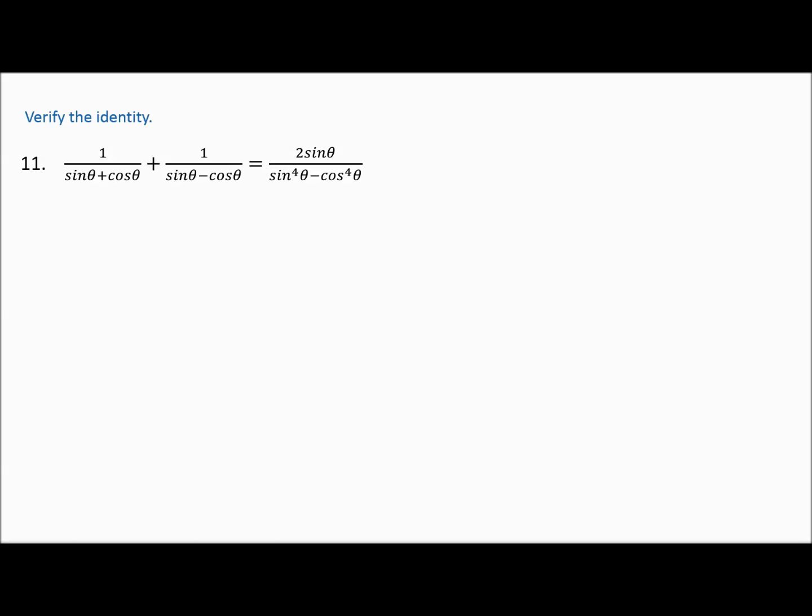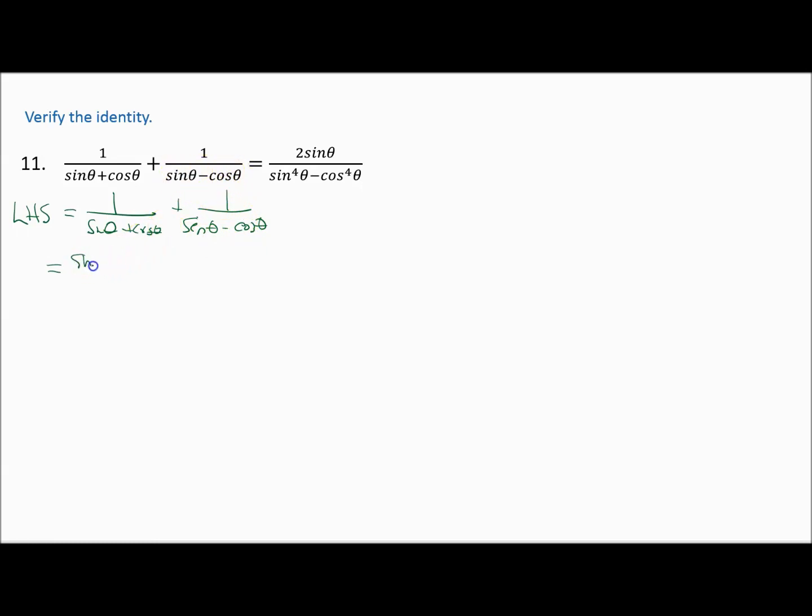Right, so here's another identity to verify. Notice we have 2 separate fractions: 1 over sine of theta plus cosine of theta added to 1 over sine of theta minus cosine of theta. We've got to be able to combine these together to get the right-hand side. My suggestion is find a common denominator, but let's go ahead and write down the left-hand side equals 1 over sine of theta plus cosine of theta plus 1 over sine of theta minus the cosine of theta. So I'm going to multiply by unity fraction, okay? So this one is going to be this one.